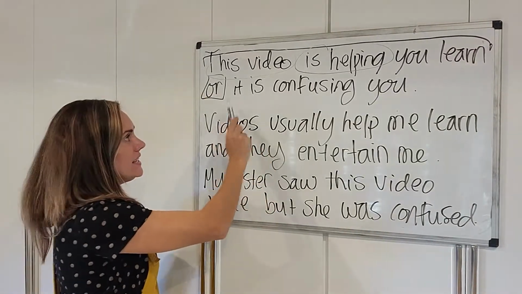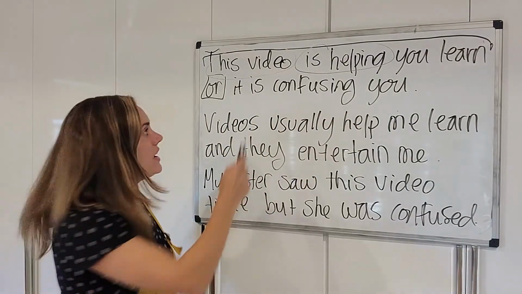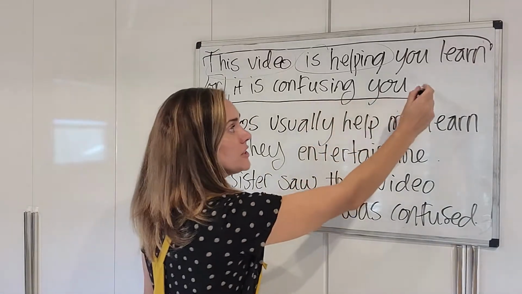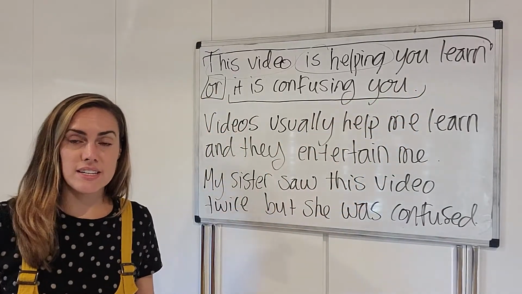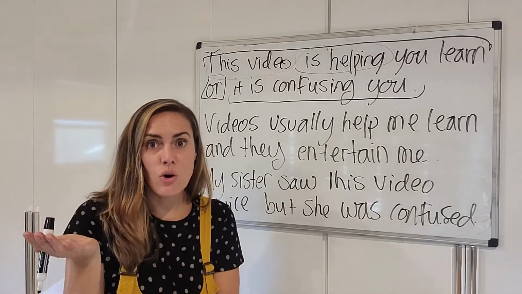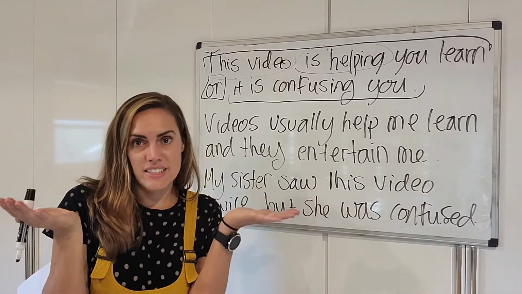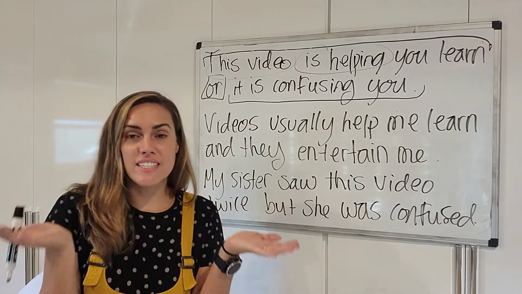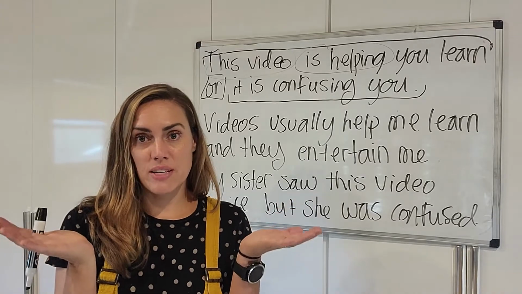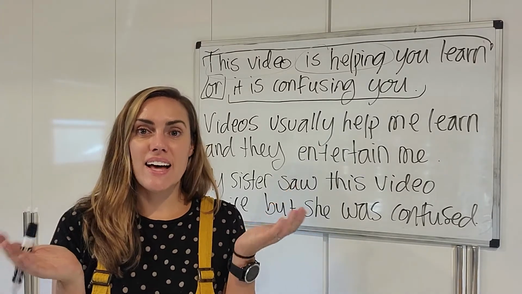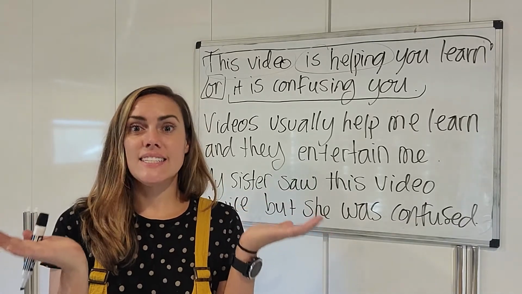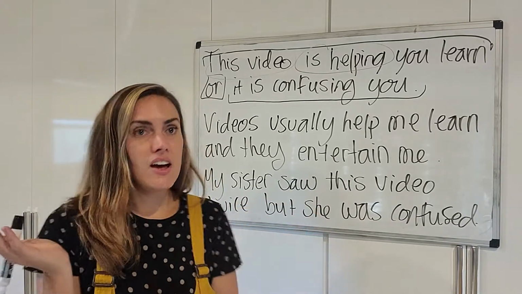Or it is confusing you. It, subject, is confusing, verb, and it makes sense. It's a complete thought. This video is helping you learn. That's one sentence. Or it is confusing you. This sentence is called a compound sentence, and it has correct parallel structure because it has the word or in the middle and two balanced simple sentences on both sides.